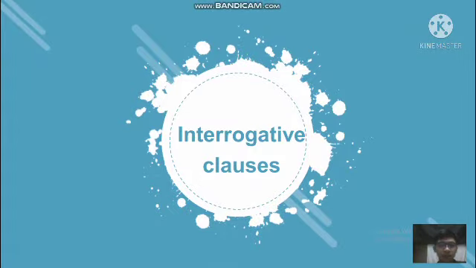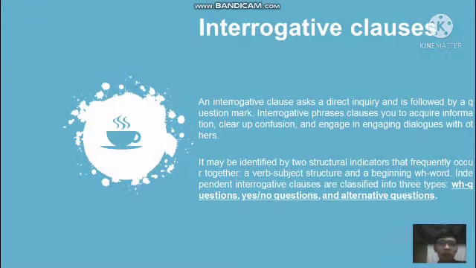Interrogative clauses. An interrogative clause asks a direct inquiry and is followed by a question mark. Interrogative clauses let you acquire information, clear up confusion, and engage in dialogues with others. It may also be used as an organizing technique in writing.